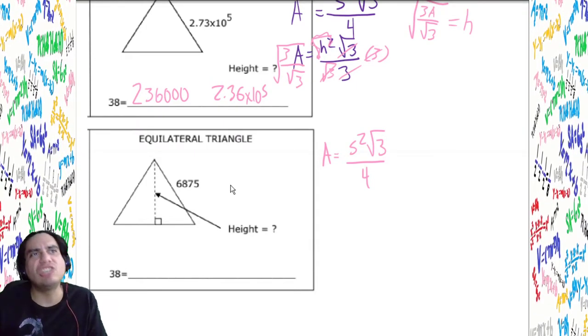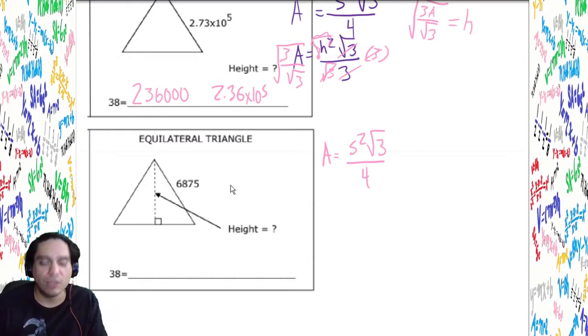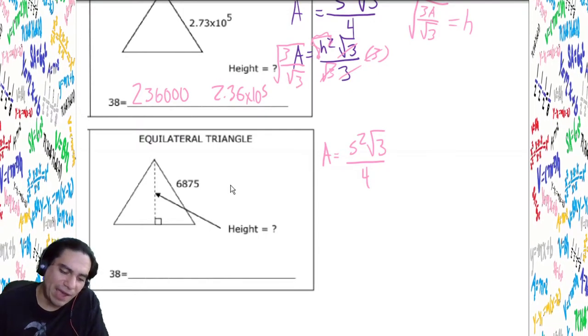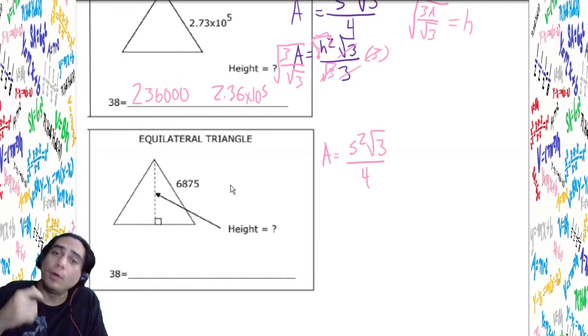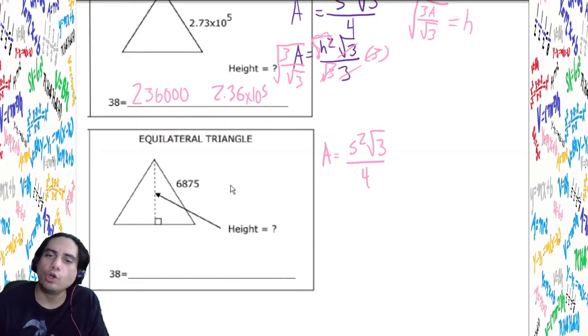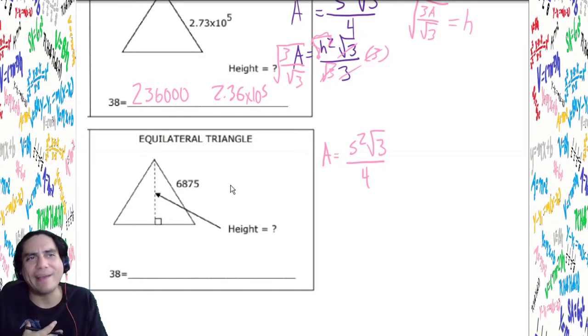So I'm going to start with 6875. I'm going to square it. Then I'm going to hit 3 square rooted, hit multiply, and then hit 4 divide. And what you should have gotten, what I got, is about 20,500,000, or 2.05 times 10 to the 7. That's what I got for my area.